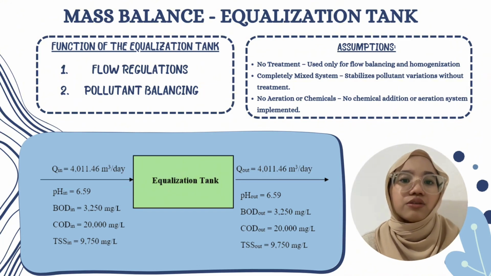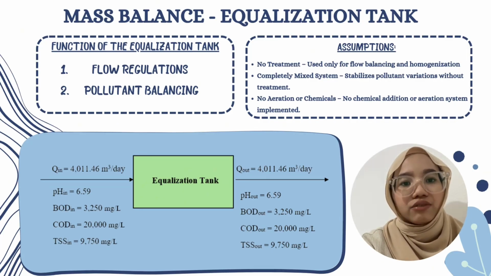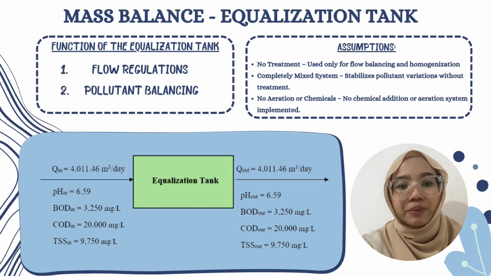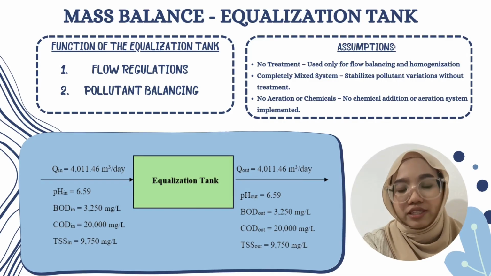Now let's take a look at the block diagram. As we can see, the flow rate entering and exiting the tank remains the same at 4011.46 cubic meters per day. And the parameters such as pH, BOD, COD, and TSS remain consistent from the inlet to the outlet, showing that this tank helps to maintain uniformity in the wastewater before it moves to further treatment stages.